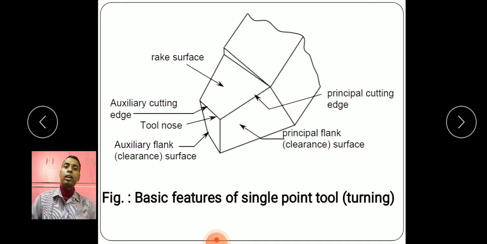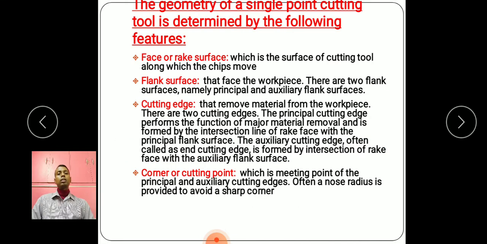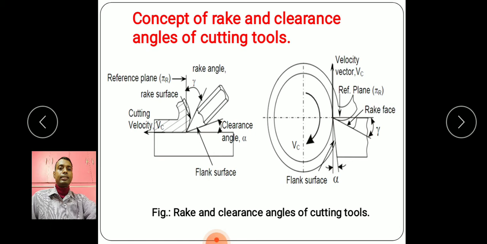A question may come in your exam: draw a single point cutting tool with proper nomenclature. What is the rake surface? The surface of the cutting tool along which the chip moves. Flank surface is the face toward the workpiece. These are two flanks, namely principal and auxiliary flank. The cutting edge removes material from the workpiece. There are two cutting edges, one principal and one auxiliary. And the corner or cutting point is called the corner radius.